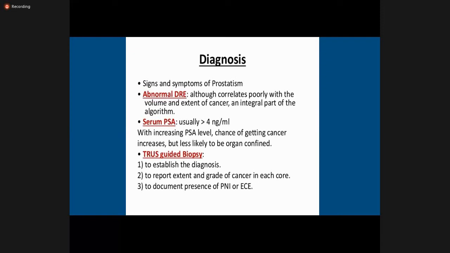What is abnormal DRE? If you do DRE, then you'll feel a nodular hard prostate in CA prostate. But in BPH, you will feel a smooth large prostate. And his PSA will usually be raised. It will be more than 4 nanogram per ml. We can do TRUS guided biopsy to establish the diagnosis and to report the extent and grade of cancer in each cohort.